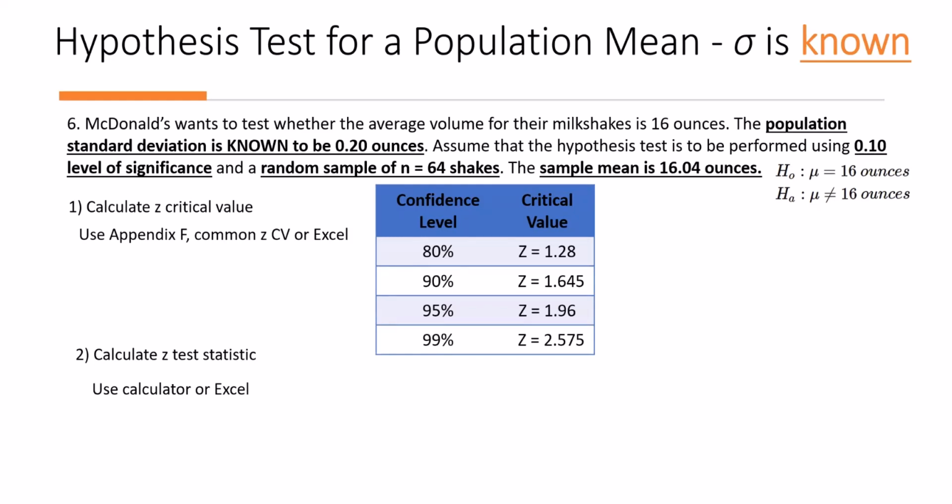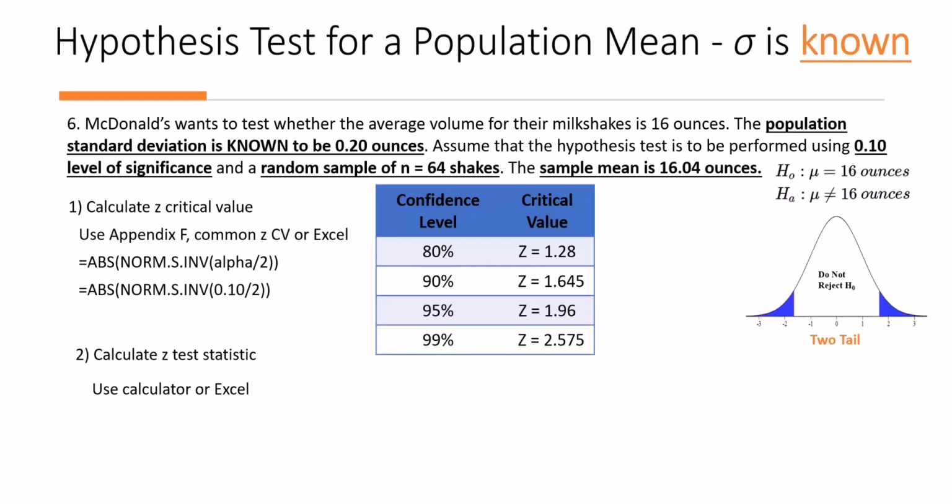In this problem, the hypothesis statements were given to us. This is a two-tailed test. So our null hypothesis is that the population mean is equal to 16 ounces, and our alternative hypothesis is that it's not equal to 16 ounces. Just remember that the null hypothesis will always have the equality sign. Here's a little visual of our decision. Since this is a two-tailed test, we would reject the null hypothesis if our test statistic is in either tail, the lower or upper tail.